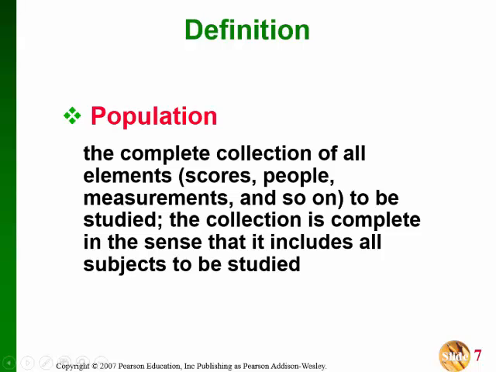So the idea behind that is that you have a group of things that you're studying, and there's a good chance that that whole group that you're studying is something that you won't be able to collect off of. Maybe you can, but chances are if you're doing statistics, you're not going to be able to collect all of them.